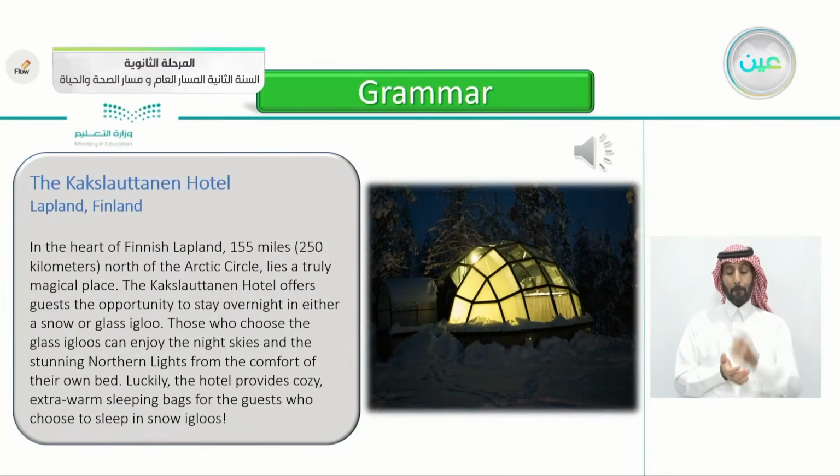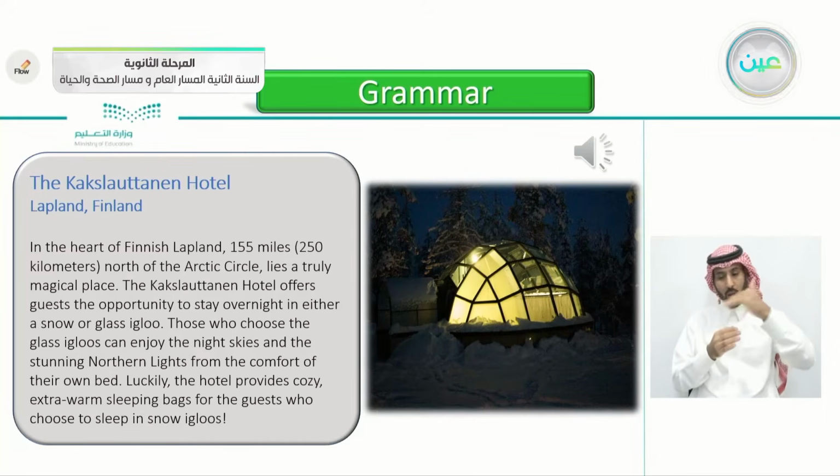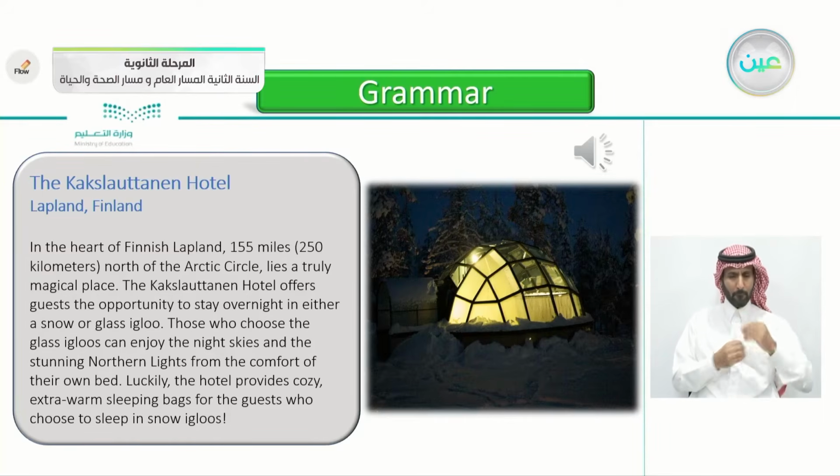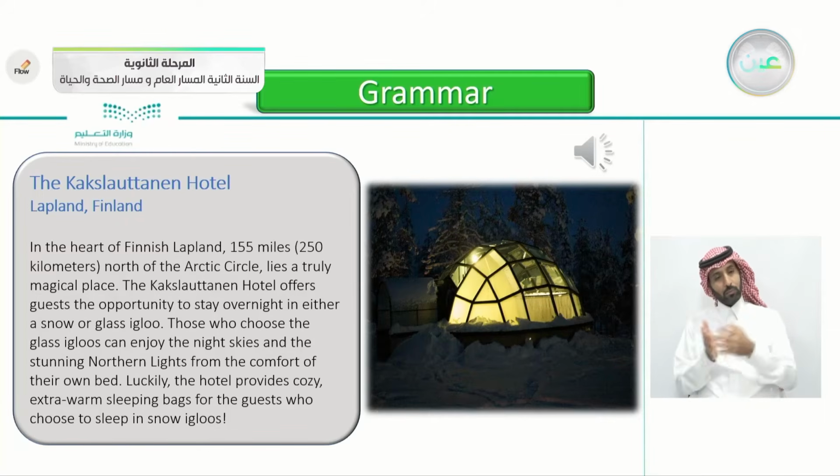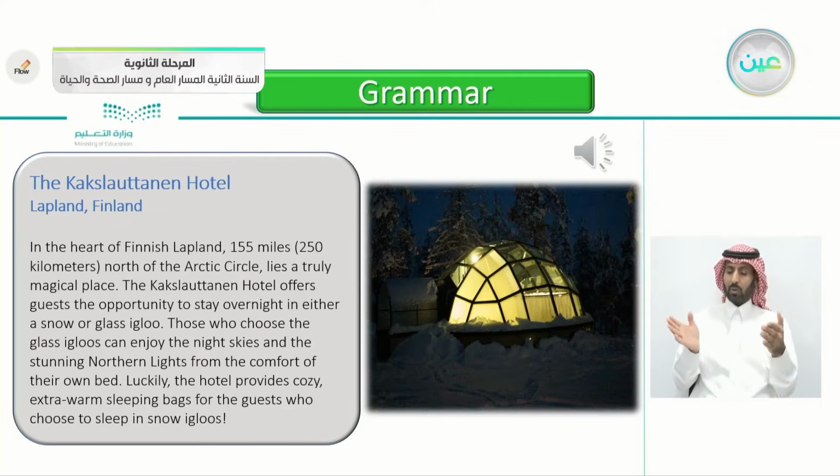The Kakslautonen Hotel, Lapland, Finland. In the heart of Finnish Lapland, 155 miles, 250 kilometers, north of the Arctic Circle, lies a truly magical place. The Kakslautonen Hotel offers guests the opportunity to stay overnight in either a snow or glass igloo. Those who choose the glass igloos can enjoy the night skies and the stunning northern lights from the comfort of their own bed. Luckily, the hotel provides cozy, extra warm sleeping bags for the guests who choose to sleep in snow igloos.